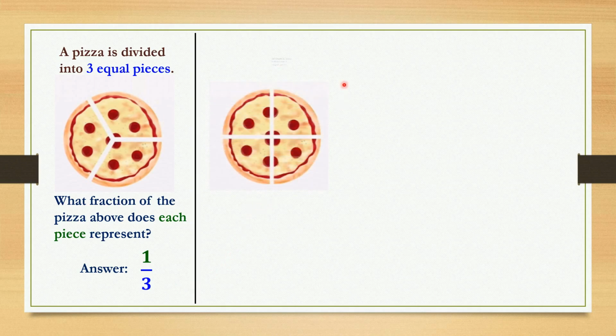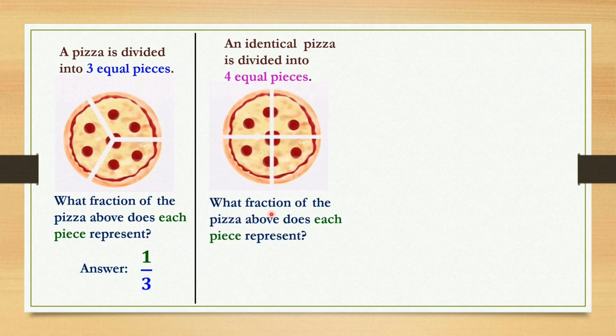Now we have an identical pizza, the same pizza, but it's divided into 4 equal pieces. What fraction of the pizza above does each piece represent? Of course, each piece represents one part out of 4, so it represents the fraction 1/4.